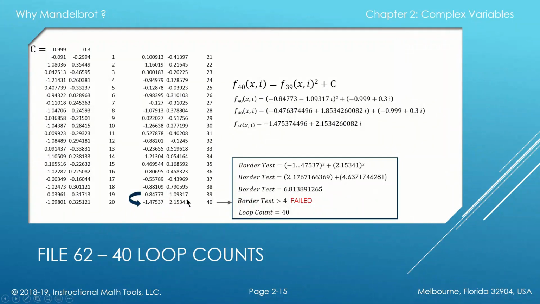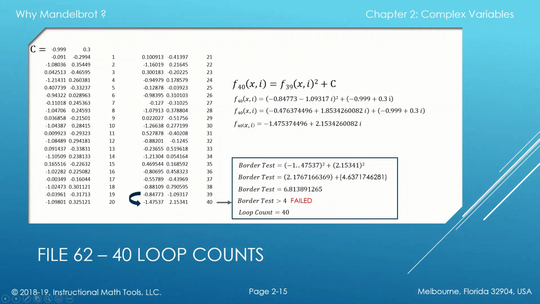And it says I'm going to do a border test on 40. So it takes this number, squares it, and this number, and squares it, adds them together, and it's 6. Well, 6 is greater than 4. It failed the test. So it's going to stop right there. It's going to report a loop count of 40 for this one, and report that to the user and complete that particular task.